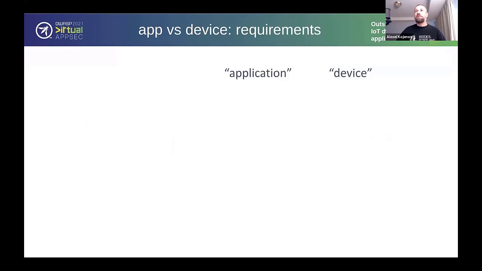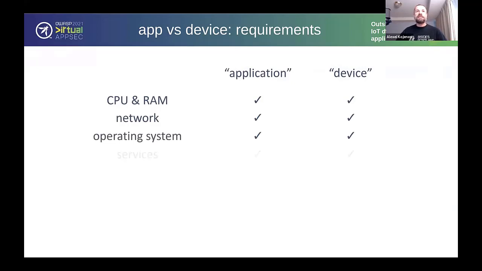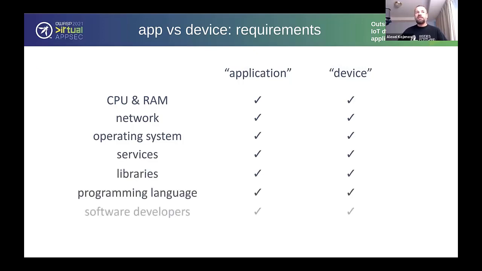In terms of requirements, both the application in its classic sense and the device probably need CPU and some memory so they can function. They should probably be connected to a network, otherwise they might be quite useless. And they should have an operating system, right? And maybe some services and libraries and programming language and software developers who use these programming languages and libraries to build awesome things that we all use.